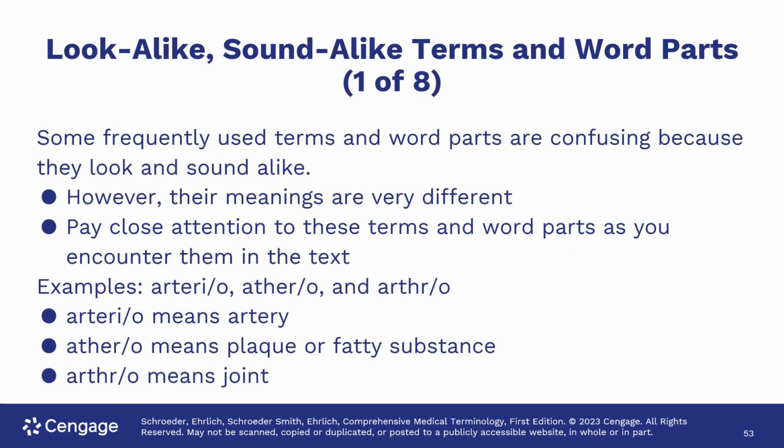Some words sound alike but have very different meanings. A great example that has always tripped students up is this example in front of you. Arterio, athero, and arthro. Arterio means artery. Athero means plaque or fatty substance. And arthro means joint. Very different subjects.